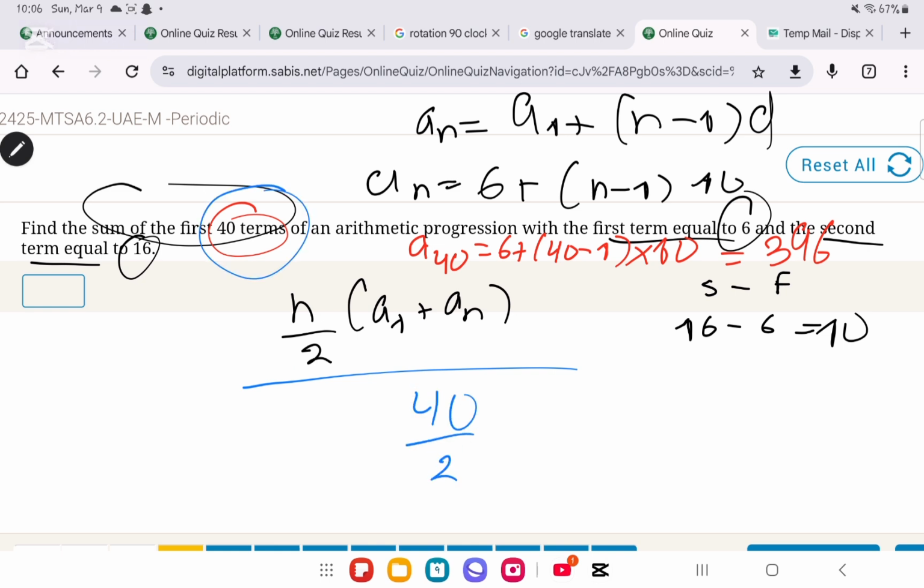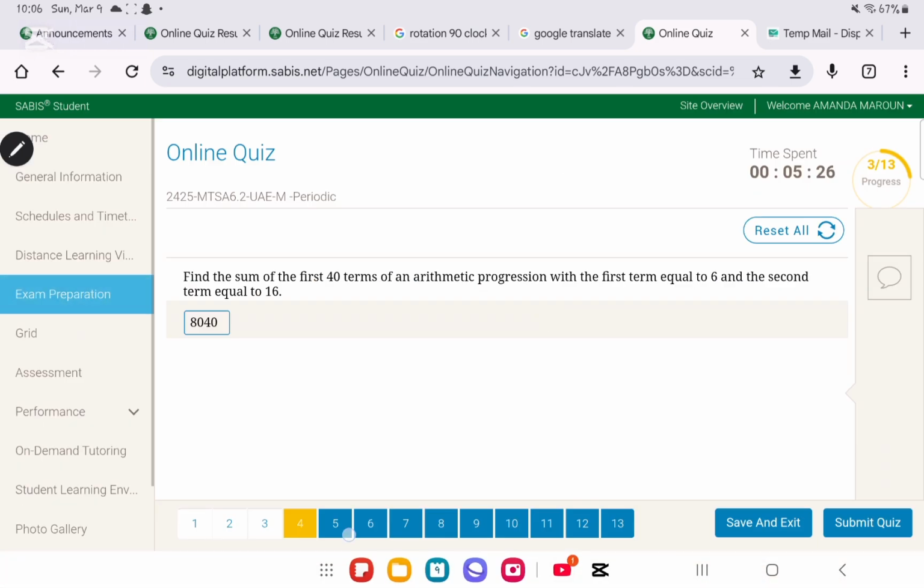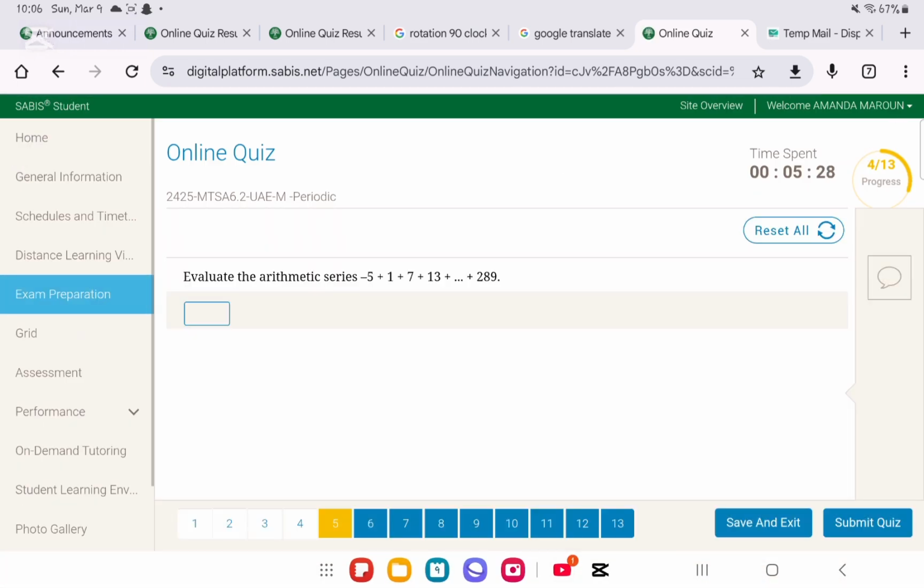So, if you want to find the sum, n over 2, which is 40 over 2, times a1, which is 6, plus an, which is 396. Put it on your calculator. And you are going to get an answer equal to 8040.